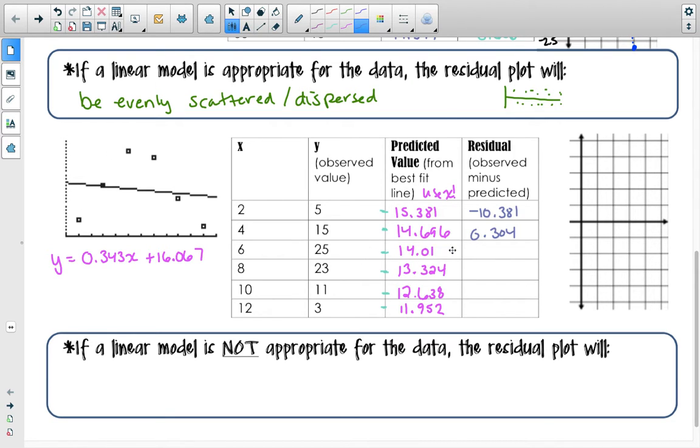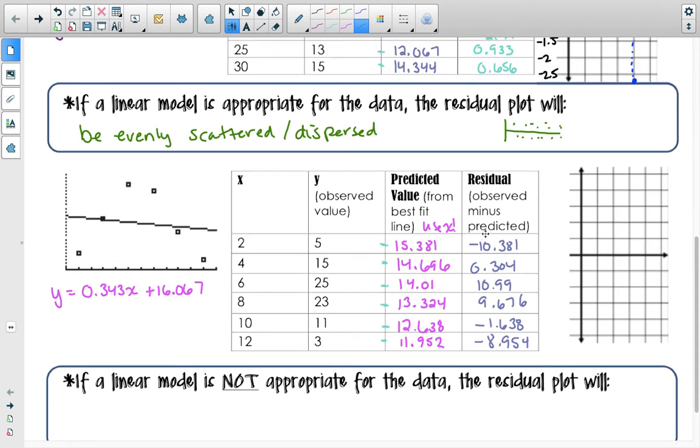On our next one, 25 minus 14.01 is 10.99. The next one, 23 minus 13.324, is 9.676. The next one, 11 minus 12.638, is negative 1.638. And then the last one, 3 minus 11.952, is negative 8.952. Now if we look at our residual values, we can see that they are very, very far away from 0 except for one.